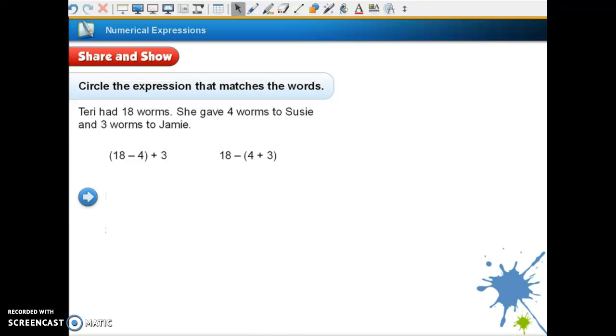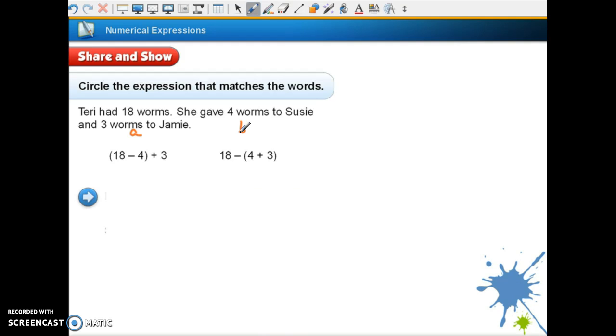Okay, now you're at the share and show at the bottom, page 44, and it says circle the expression that matches the word. Terry had 18 worms. She gave 4 worms to Susie and 4 worms to Jamie. So which one is correct? The one on the left or the one on the right? Let's label this A. So the people watching, which one's correct? A or B?